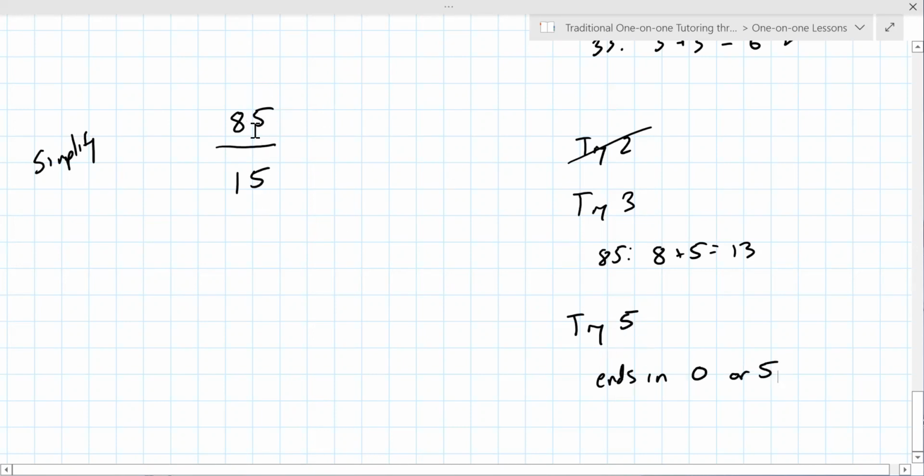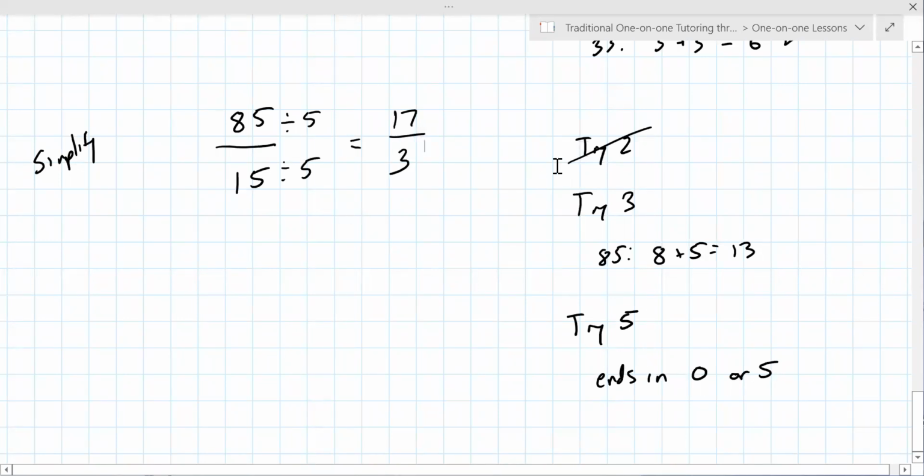Does 85 end in a 0 or 5? Yes. How about 15? Yes. So these are both divisible by 5. So this ends up being 17 over 3.